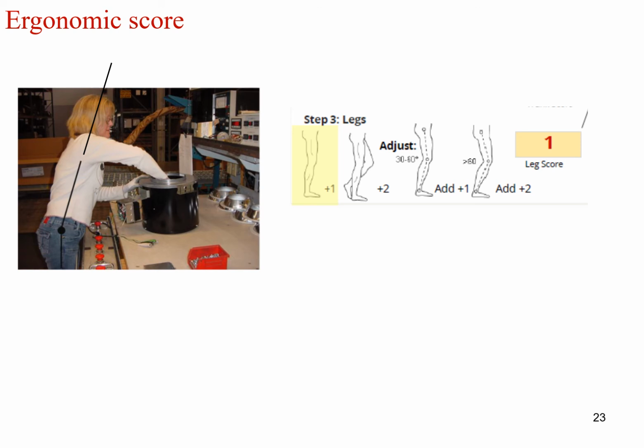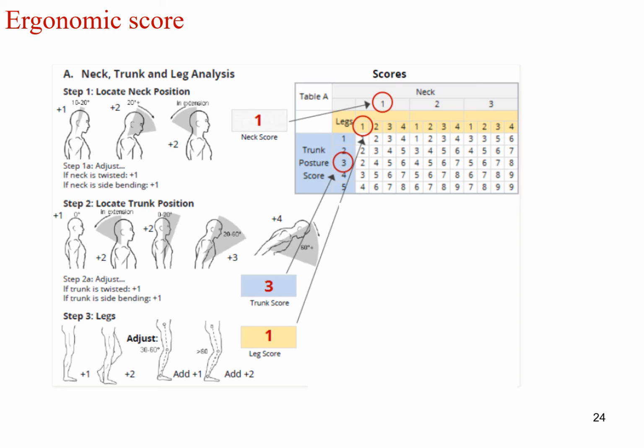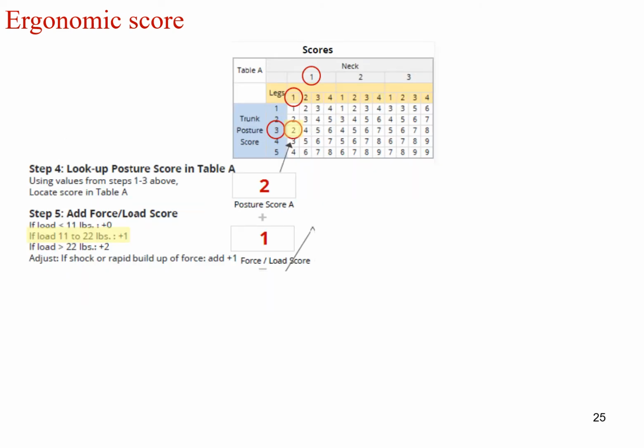Step 3. Consider leg position. From the picture, her legs look rather straight, so the leg score is 1. Since she does not appear to bend her knees, no additional score is added. Based on neck, trunk, and leg score, we can use Table A in the worksheet template to determine posture score A. So step 4, we have posture score A equals 2.